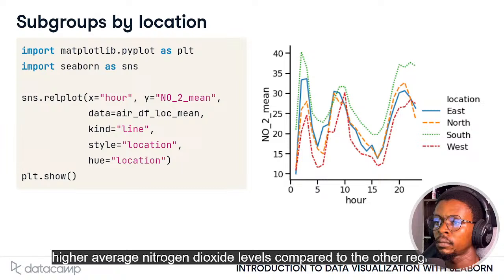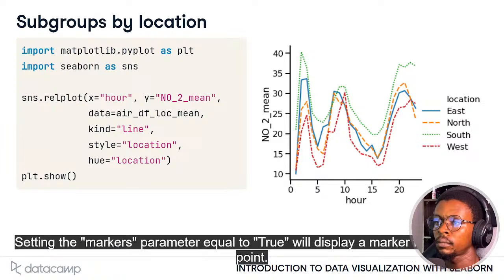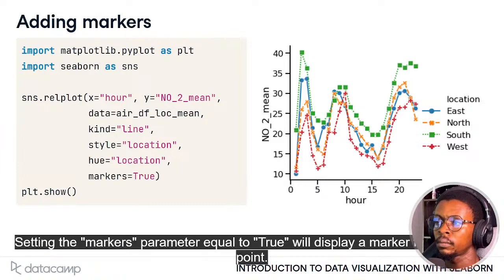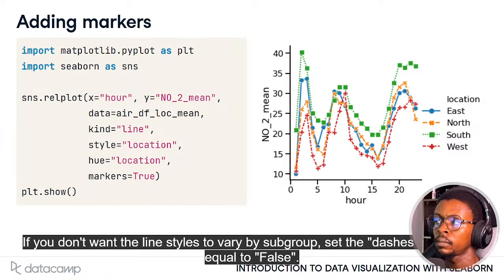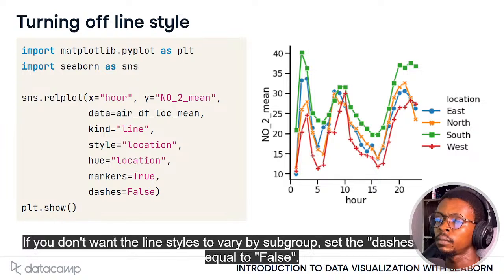other regions. Setting the markers parameter equal to true will display a marker for each data point. The marker will vary based on the subgroup you've set using the style parameter. If you don't want the line styles to vary by subgroup, set the dashes parameter equal to false.